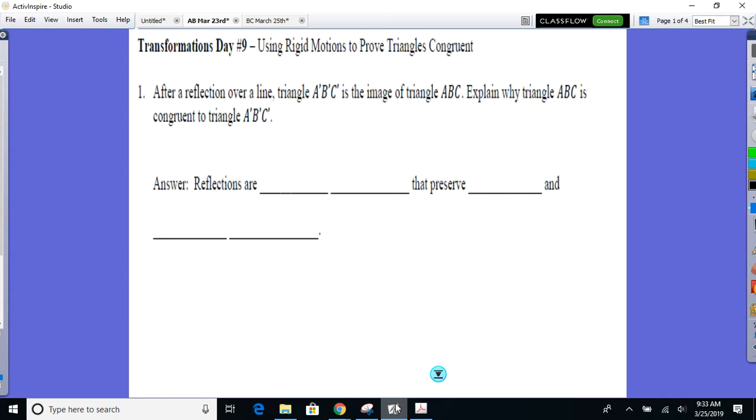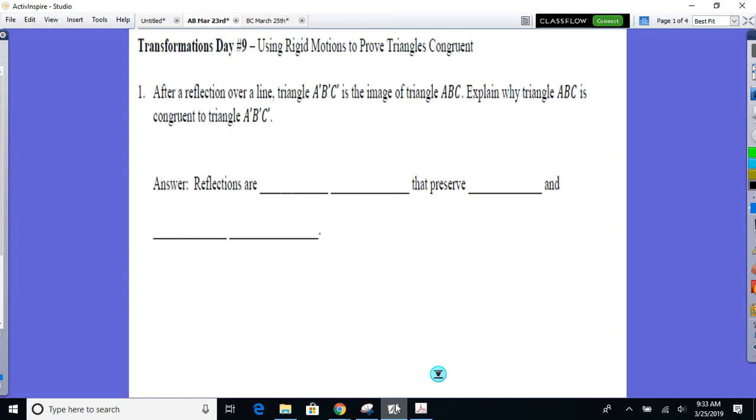All right, take a look at number one. Read it through real quick. I got a reflection over a line, triangle A prime, B prime, C prime is the image of ABC. Why are they congruent? What did I just do? A reflection. What do you know about reflection? Doesn't change the size or shape, right?